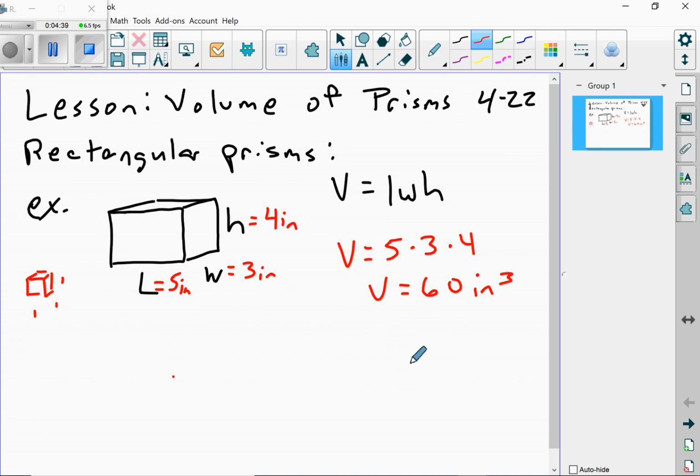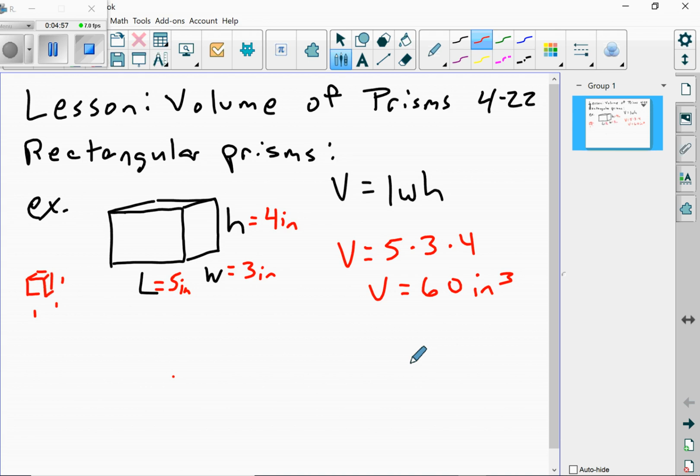So, when you find the volume, length, width, and height, you're actually finding the number of cubes it takes to fill up the space. And in this problem, we're talking about cubic inches. And the cubic inch, like I said, it's about the size of a dice that you play a game with. All right. Next shape, a little bit harder.